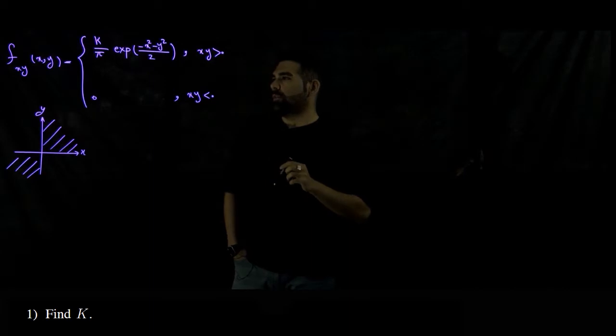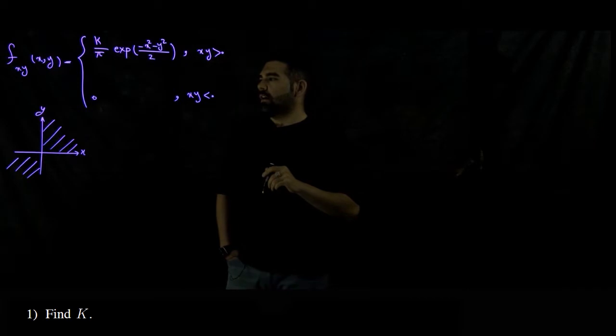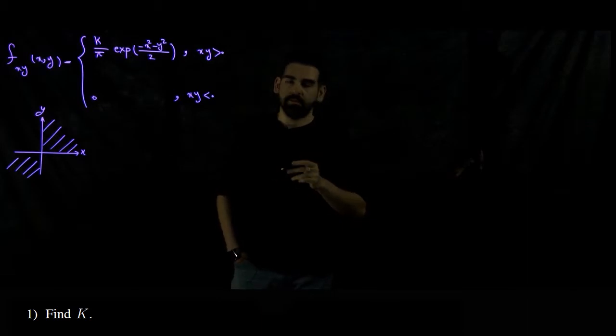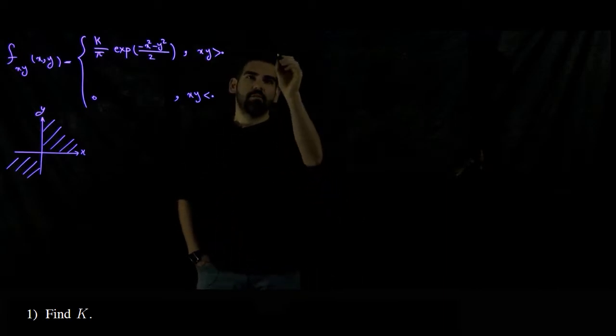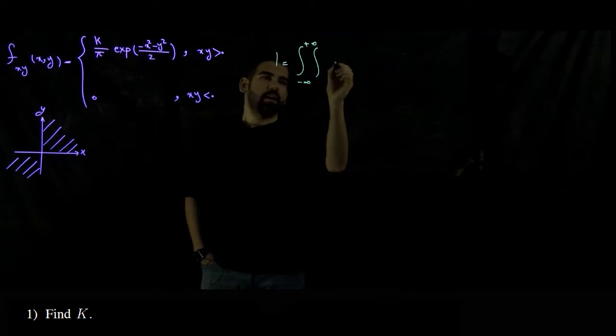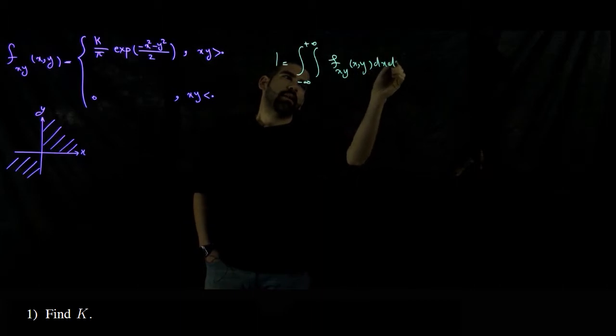In the first part of the problem, we are required to calculate k. To do this, remember that fxy is a probability distribution function. So its integral over the whole plane should equal 1. So we have 1 equals the double integral over the whole plane of fxy dx dy.